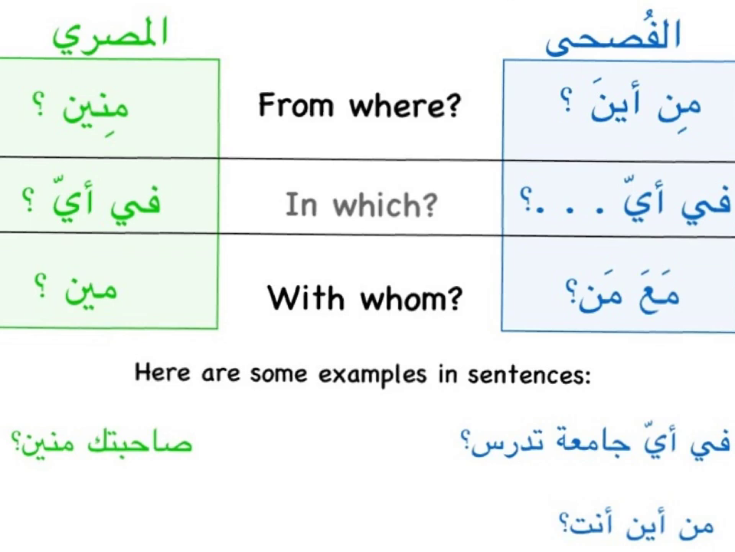For some examples, let's look at في أي جامعة تدرس. In which university do you study? As you have noticed, في أي is to ask for a place, or rather which place, where. من أين أنت? Where are you from? من أين, place. In عامية we say صاحبتك منين? Your friend, from where? Where is your friend from?